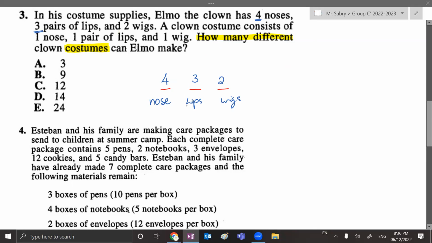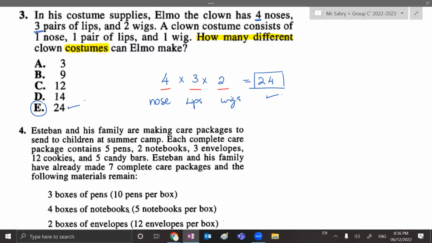If we multiply these by each other, this would give me the possible number of costumes that he can get. There are 24 possible outfits that he can wear, or the clown can wear. Does this make sense? This is a very important idea here. Does this make sense to all of you?